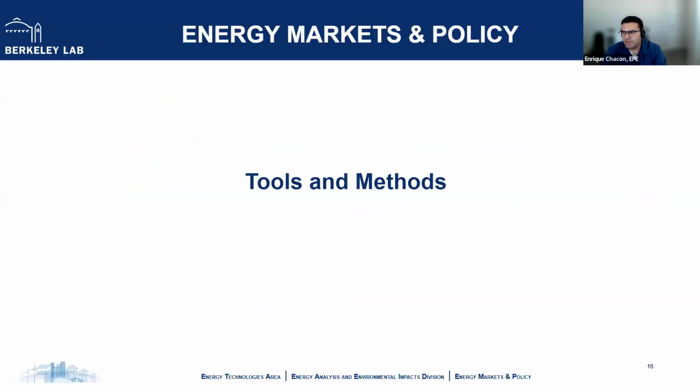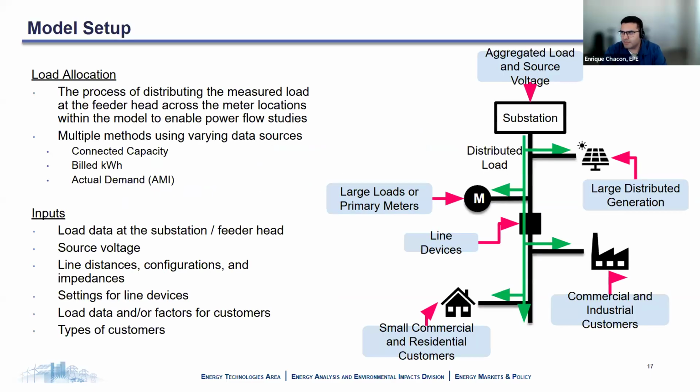Okay, tools and methods. Next slide, please. Okay, so for the model setup, here we have load allocation. Essentially three methodologies are highlighted here. Load allocation is the process of distributing the measured loads at the feeder heads or even at the meters, and allocating them within the model. The three mentioned here are connected capacity, billed kilowatt hour, and actual demand in AMI.